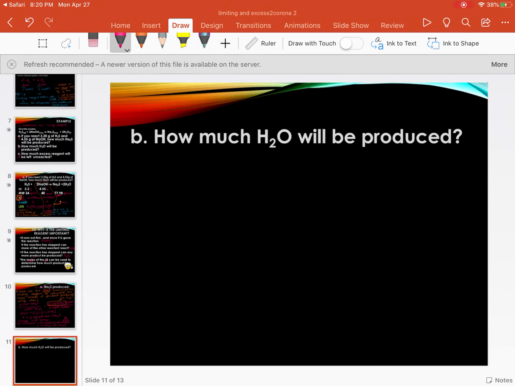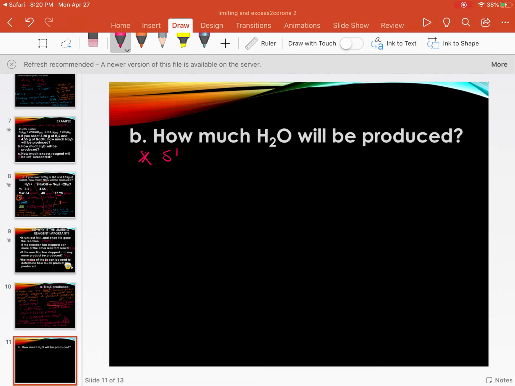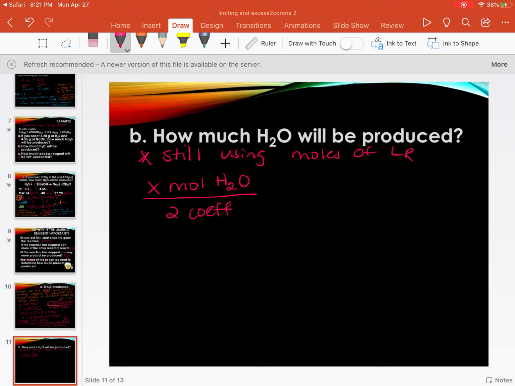Okay, so then how much water will be produced? We are still using moles of the limiting reagent. So this question would actually be worth probably like 2, not very much, because we don't have to go through all those steps again. We can jump right into the ratio because we already know which one is the limiting reagent. So we're still using the 11375.